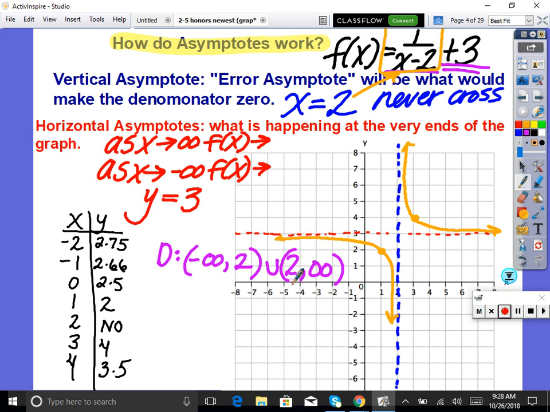Now our range, let's write out our range. Range is y values. So we're coming up, up, up. So we're coming in from negative infinity up to 3. Then we're jumping over that. So that's why I put a parenthesis, because that means not including 3, union. And then we go from 3 up to infinity. So hopefully that makes sense for domain and range.